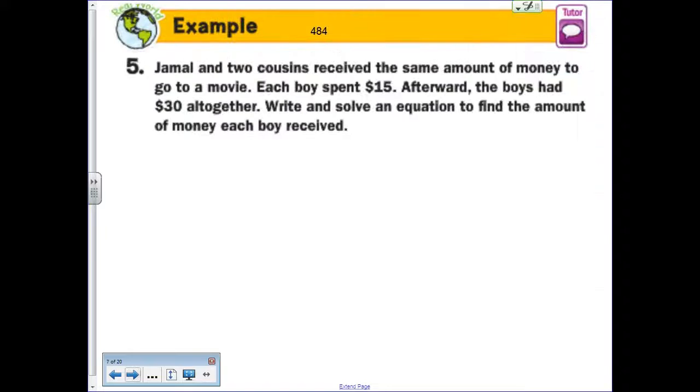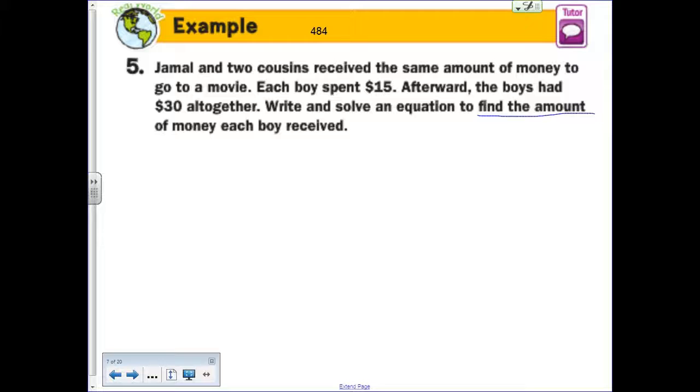Let's take a look at the word problem at the top of page 484. Jamal and his 2 cousins received the same amount of money to go to a movie. Each boy spent $15. Afterwards, the boys had $30 altogether. Write and solve an equation to find the amount of money each boy received. So, when we've done these word problems in the past, we would first ask, what are we trying to find? We are trying to find the amount of money each boy received.